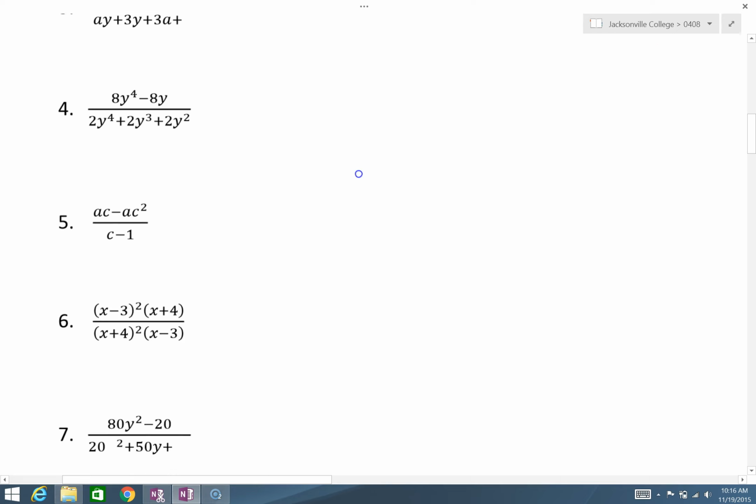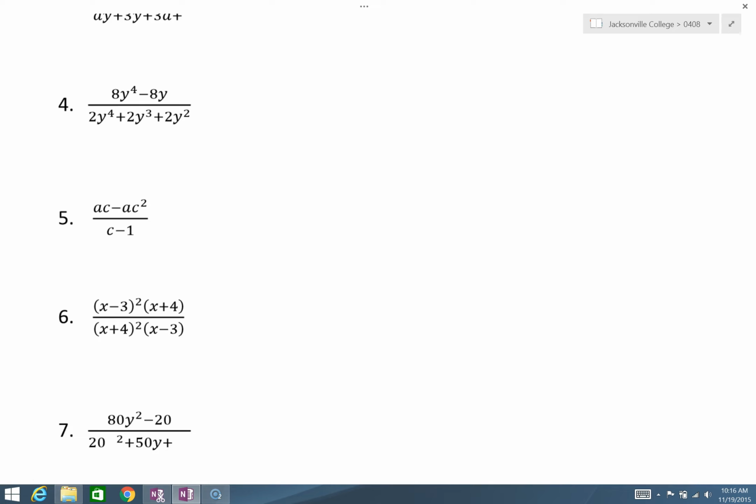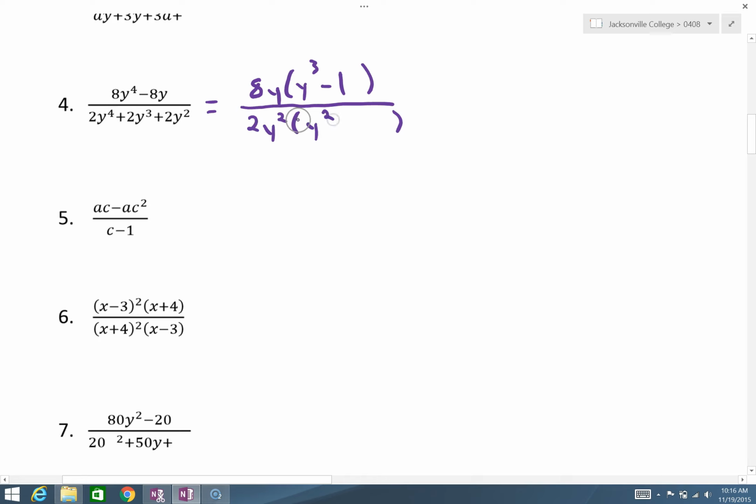Number 4. In my numerator, I notice they have the common factor 8 and y. Factoring out an 8 and y leaves me with y cubed minus 1. In my denominator, I notice they all have a 2 and they have a y squared, so I can factor out that 2y squared. It leaves me with the trinomial: 2y to the 4th divided by 2y squared is y squared. 2y cubed divided by 2y squared is y. 2y squared divided by 2y squared is 1.